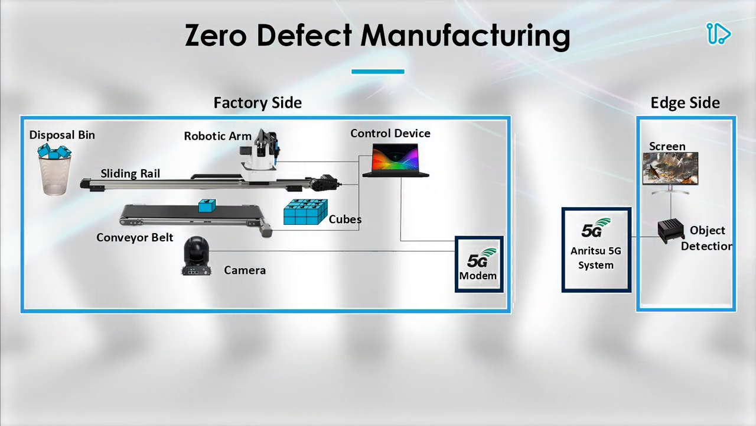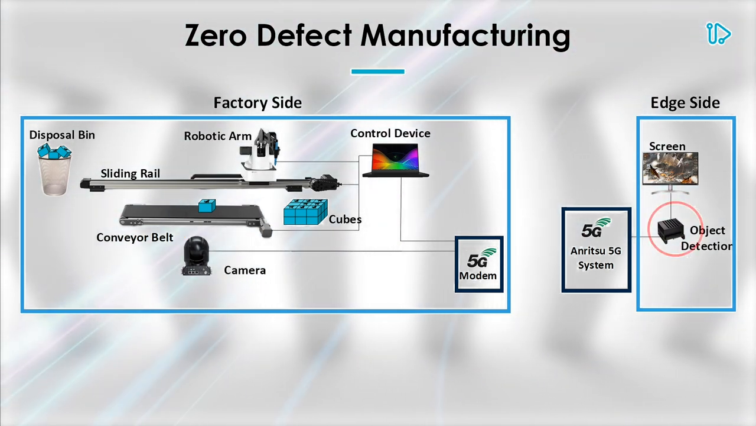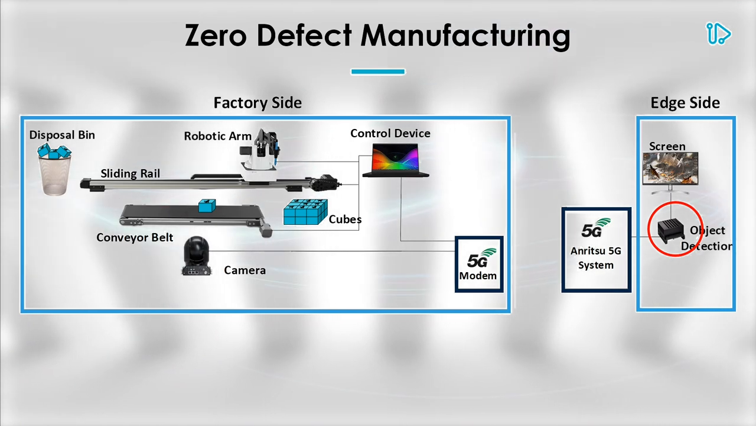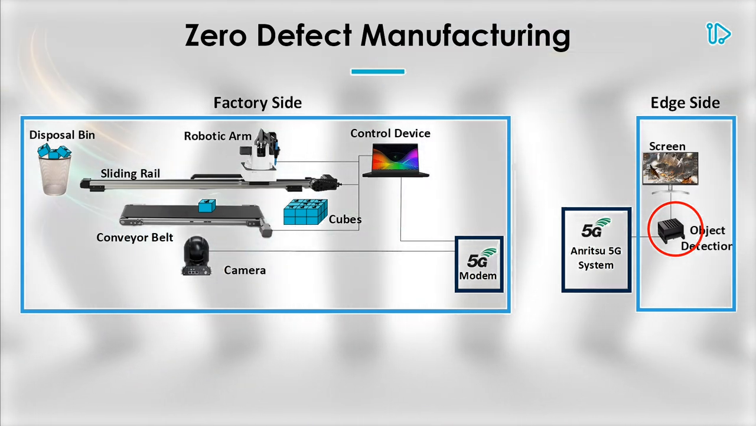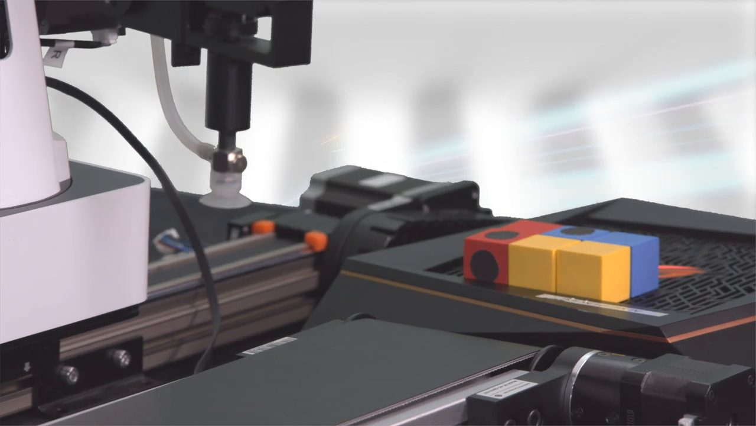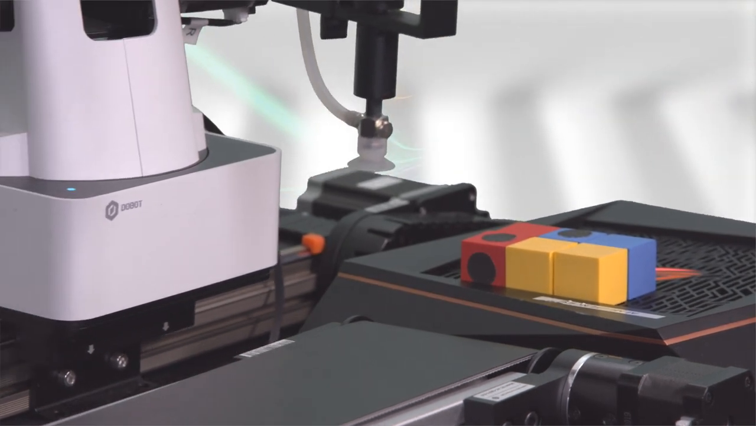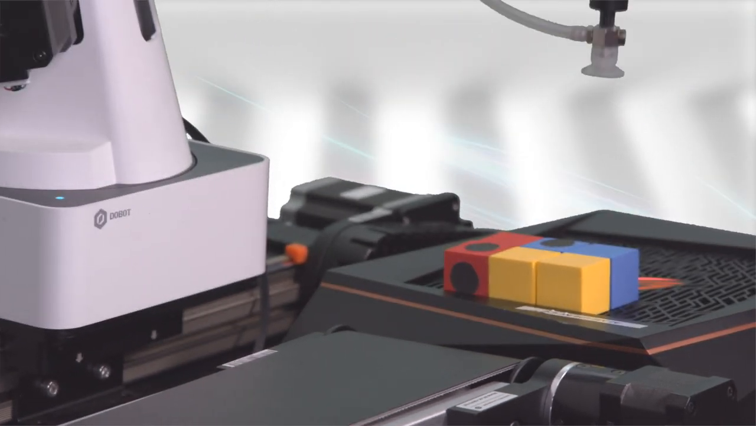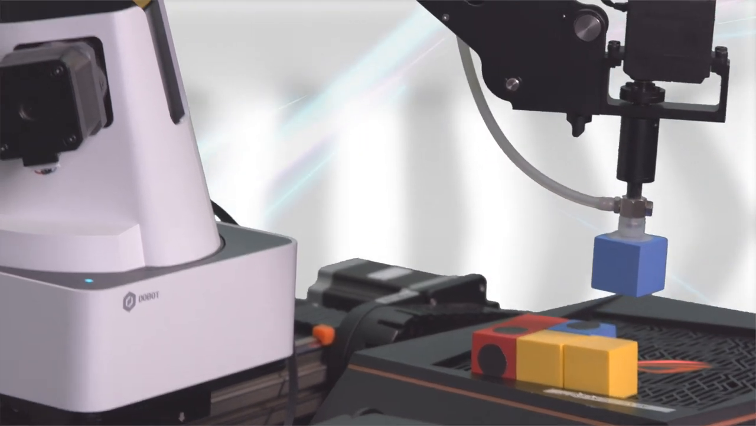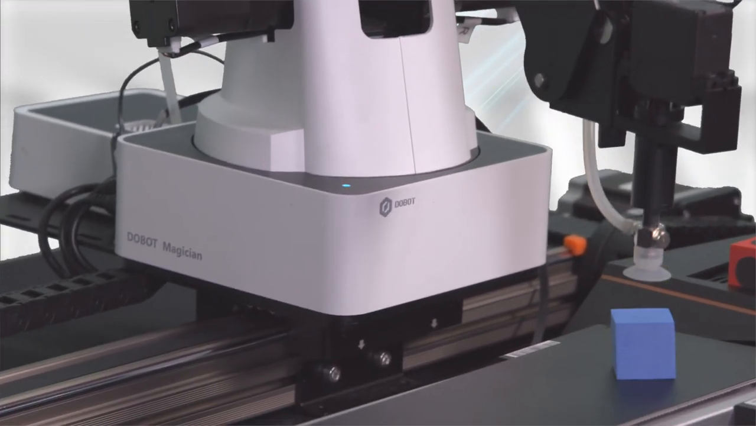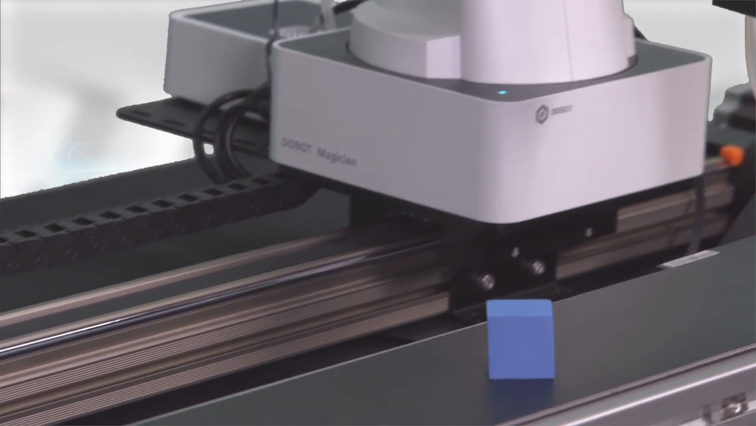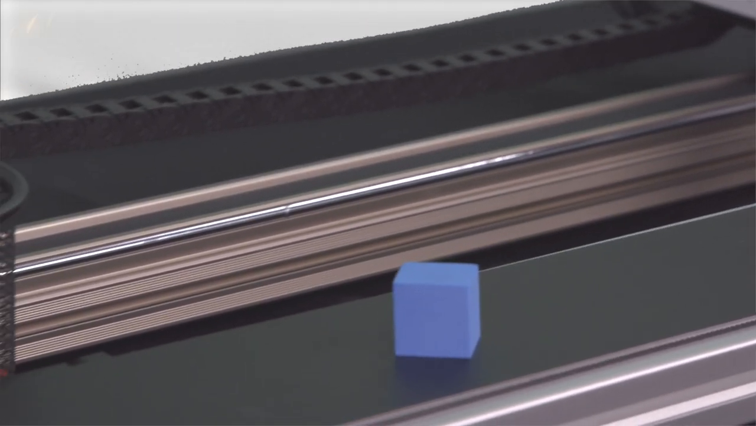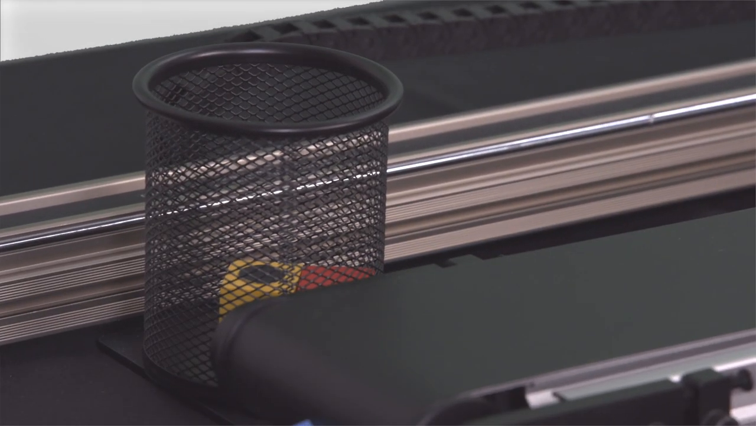The edge node uses AI-based object detection to check whether the object is defective or not and signals a command back to the factory over a separate 5G slice. The factory acts based on the decision received from the edge node and removes defective objects from the production line. Hence, by using the AI capabilities at the edge node, the factory can produce goods with zero defects.